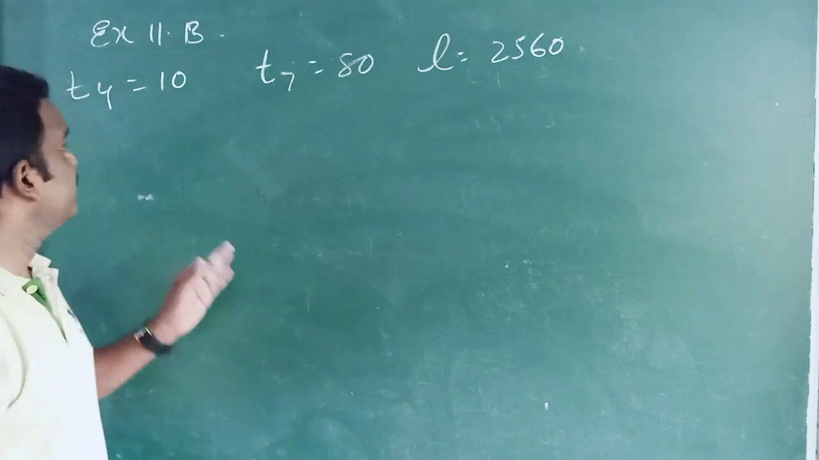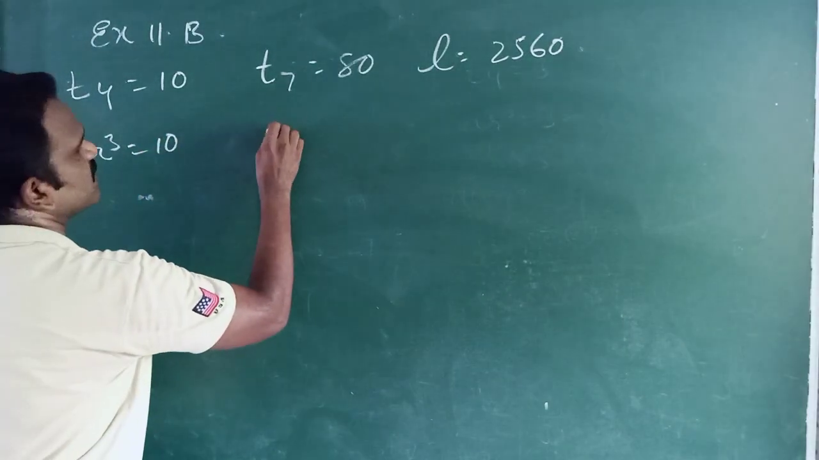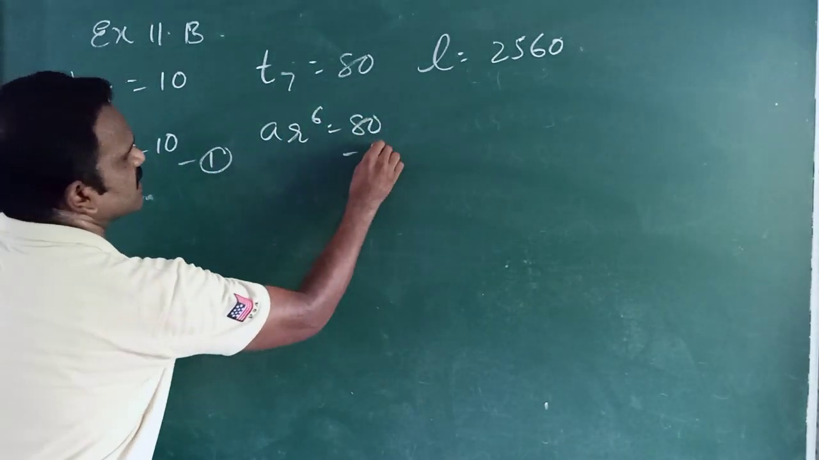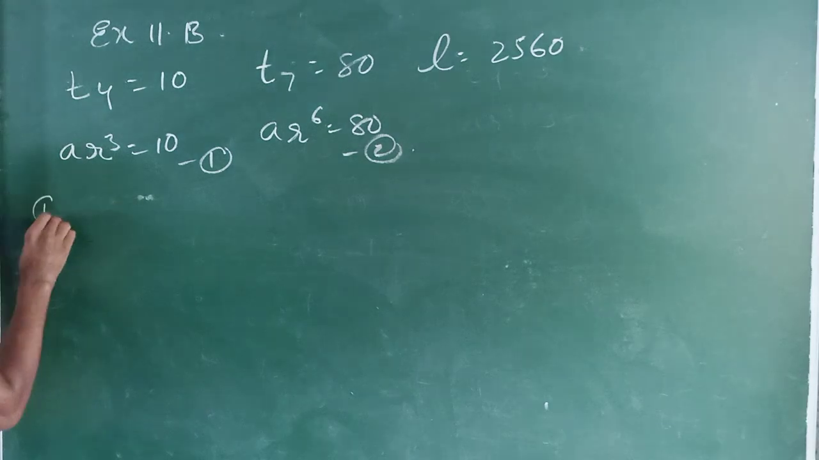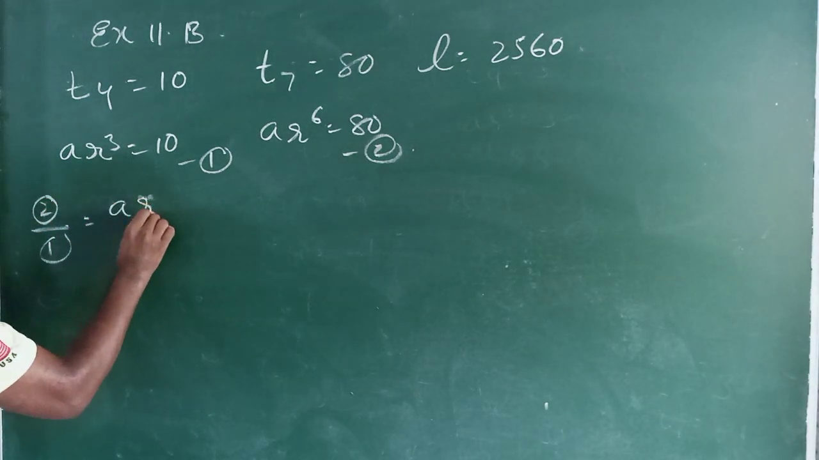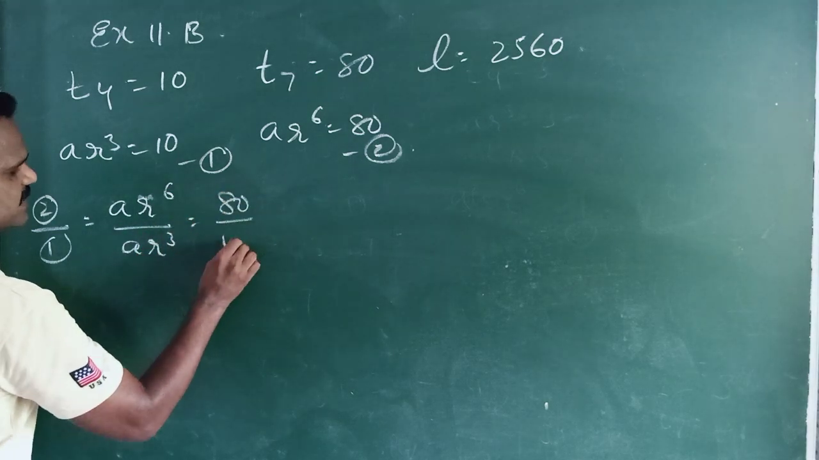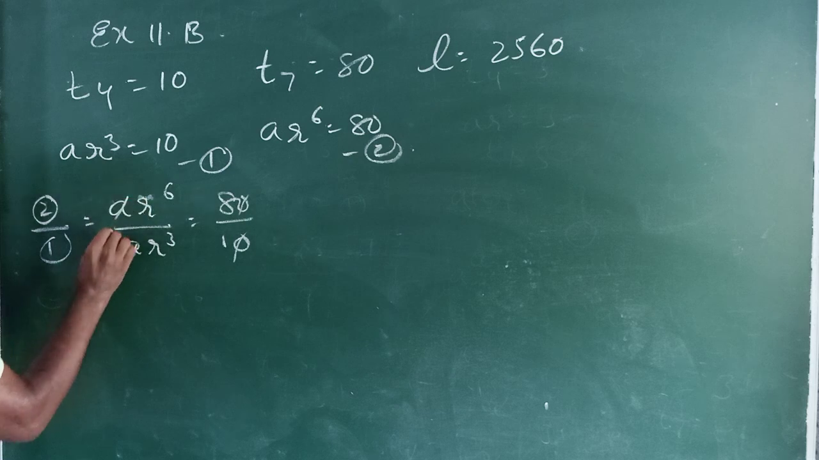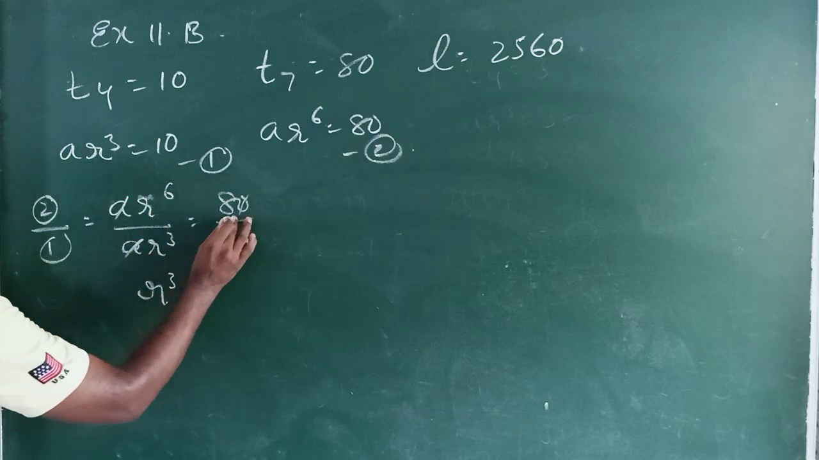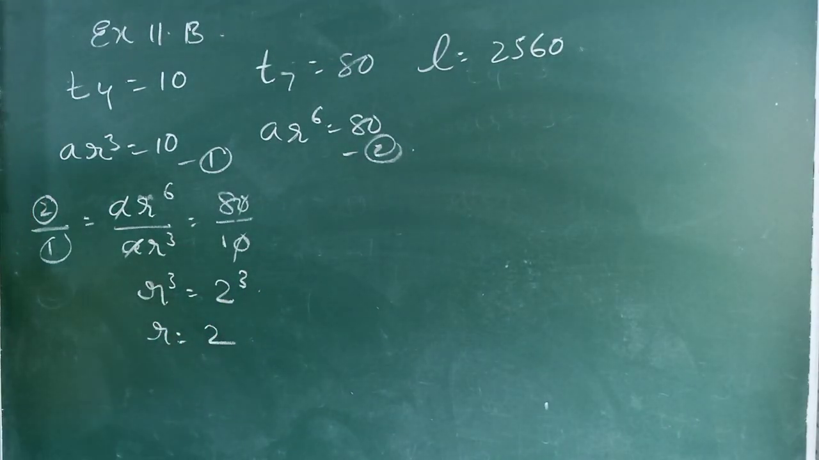So T4 means what we write? AR cube is equal to 10. T7 means AR power 6 is equal to 80. Mark it as first equation, and second equation. So second by first: AR power 6 by AR cube is equal to 80 by 10. The zeros cancel, A cancels. R power 6 by R power 3 means R cube. R cube is equal to 8, we can write as 2 cube. So R is equal to 2.